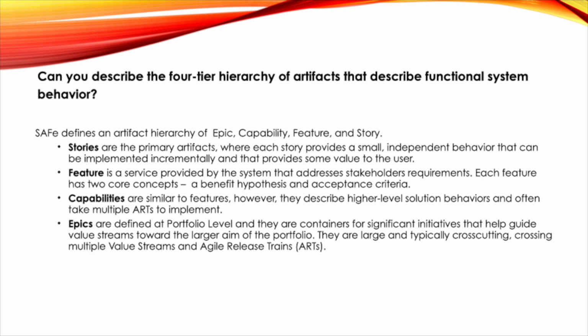Feature is a service provided by the system that addresses stakeholders' requirements. Each feature has two core concepts: a benefit hypothesis and acceptance criteria. Capabilities are similar to features, however, they describe higher-level solution behaviors and often take multiple ARTs to implement. Epics are defined at portfolio level, and they are containers for significant initiatives that help guide value streams toward the larger aim of the portfolio. They are large and typically cross-cutting, crossing multiple value streams and Agile release trains.